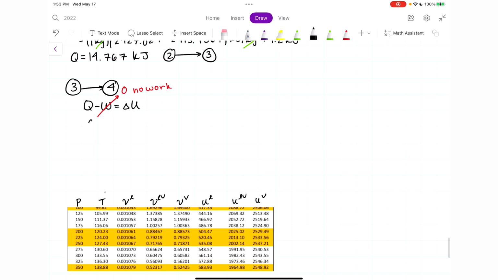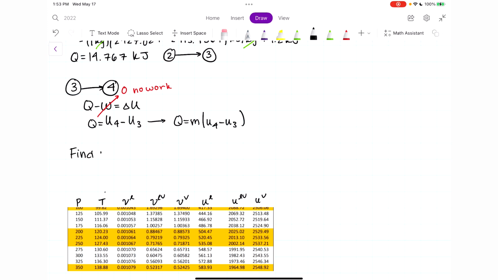So we have that Q is equal to U4 minus U3. But since our tables give us specific internal energy, we rewrite even further and say that Q is equal to the mass times the specific internal energy at state 4 minus the specific internal energy at state 3. Luckily for us, we know U3. We found U3 in our calculations above. So essentially what we have to find now is just U4.